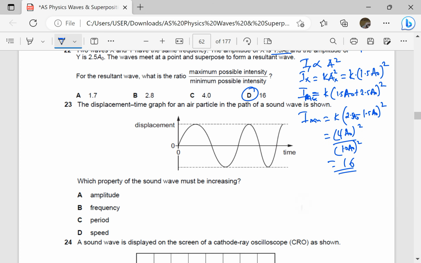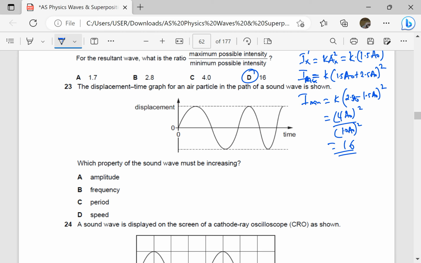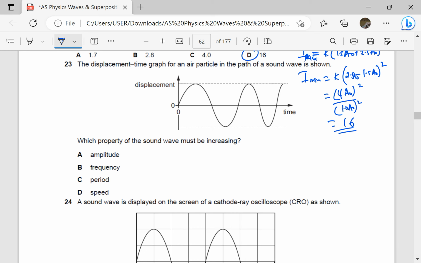The displacement time graph for any air particle in the path of a sound wave is shown here. Which property of the sound wave must be increasing? So we see that the period for the first one took a smaller time, so the period is decreasing. Period is decreasing, it means the frequency must be increasing.